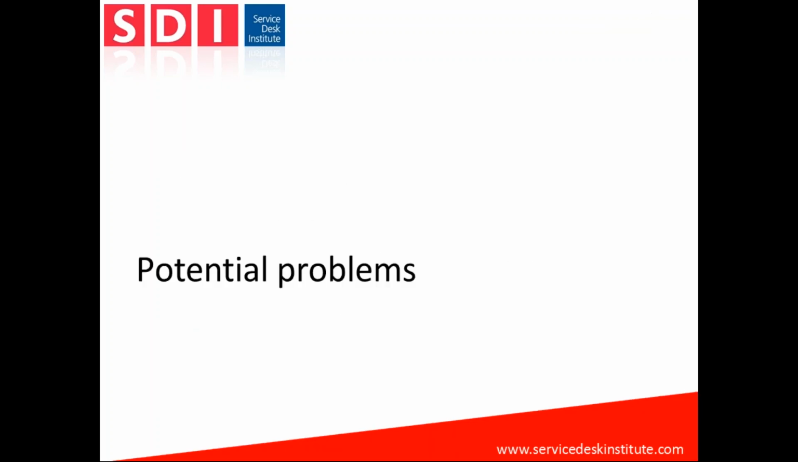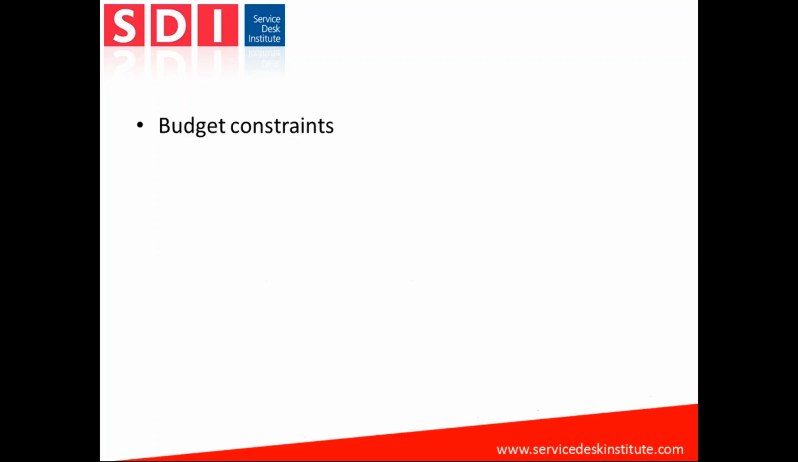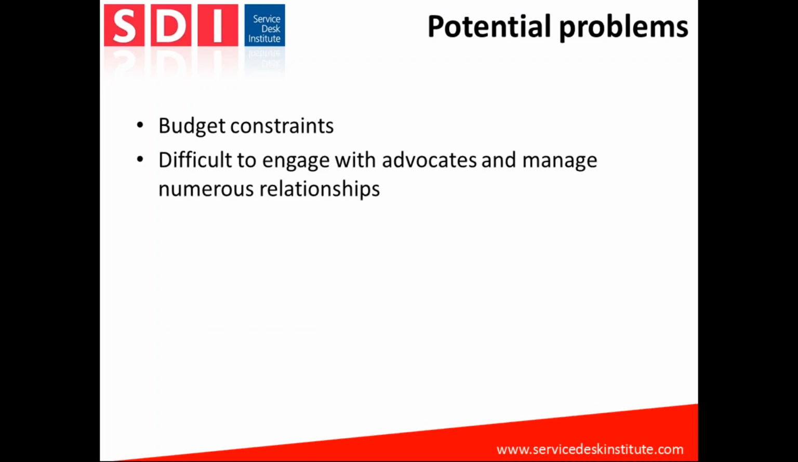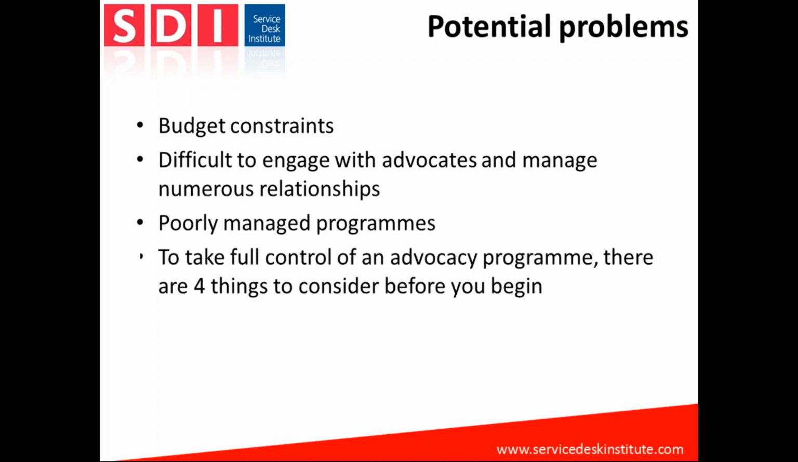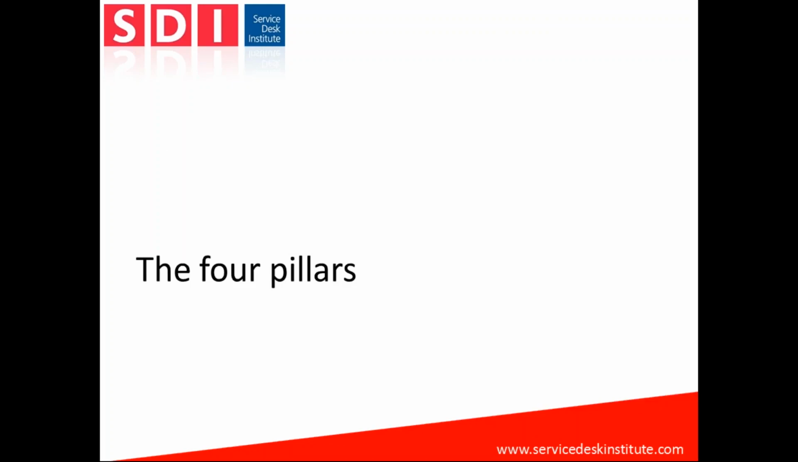So we've discussed the benefits, but the possible downsides to a customer advocacy program are equally as important to consider. Firstly, budget constraints can inhibit the ability to adequately set up and run a suitable advocacy program. You may also find it becomes difficult to engage with advocates and manage numerous relationships effectively. And after some time, it can be difficult to maintain the advocates if the program is poorly managed. So to take full control of an advocacy program, you need to consider a plan of action before you begin. And there are 4 things you should consider: infrastructure, technology, a content plan, and measurement.